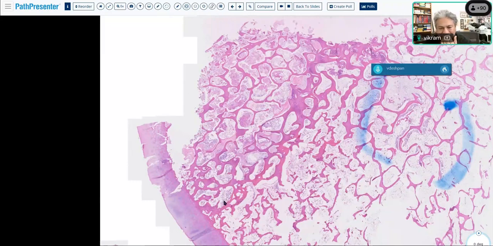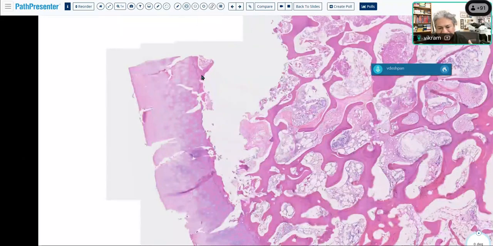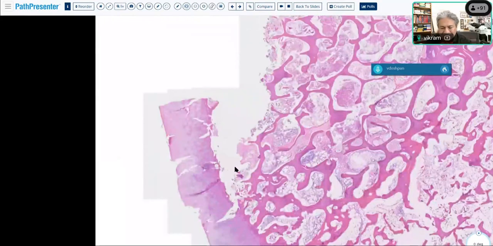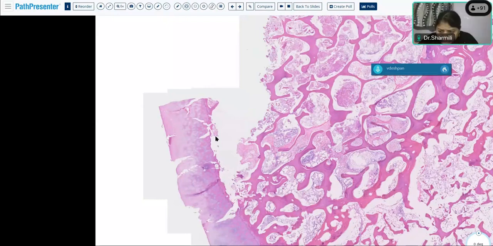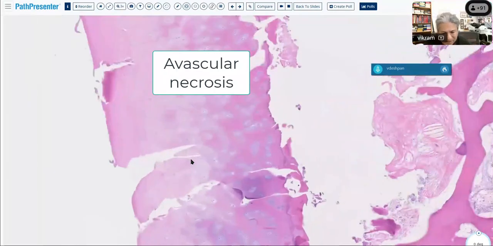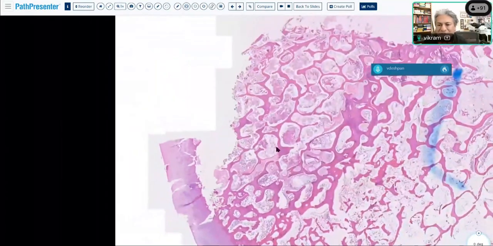So this is the interface between dead and alive. And if you look at this, the cartilage is sort of lifted off. This is not an artifact. This is really what happens, because when the bone dies, the articular cartilage sort of breaks off and then floats off. It can even float off into the joint, forming loose bodies. The cartilage, interestingly enough, even though it's floated off, is still alive because the cartilage is nourished by the synovium and not from underlying blood vessels.